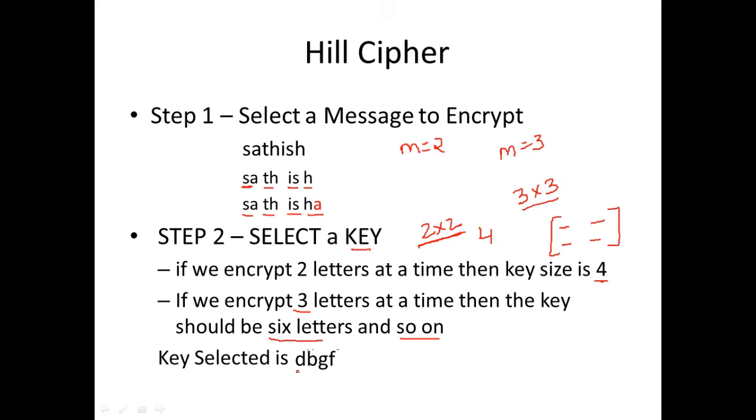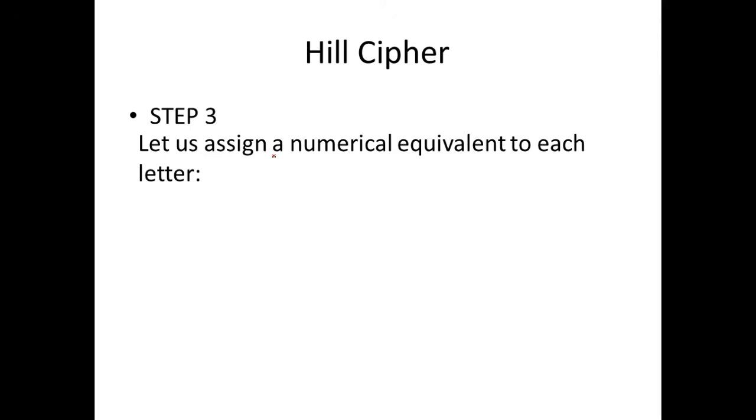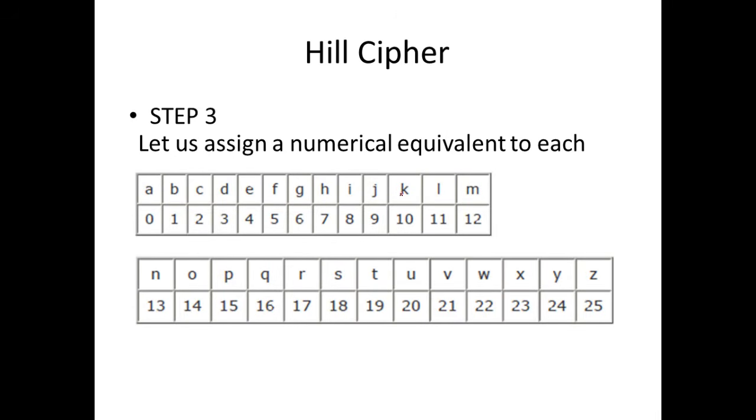And the key that we have selected is DBGF. We have selected a key of length 4 because we'll be able to convert this into a square matrix, that is a 2 cross 2 square matrix. So the key that we are going to use in our algorithm is DBGF. Step 3, we are going to assign a numerical equivalent to each letter. This we have done with many other ciphers like Caesar cipher. We are going to take all the alphabets of the English language and assign them a numerical value. This value will be incremented by 1 each time till we reach the end. So we'll have 25 to be the value for Z.